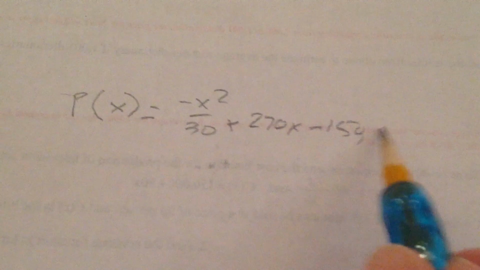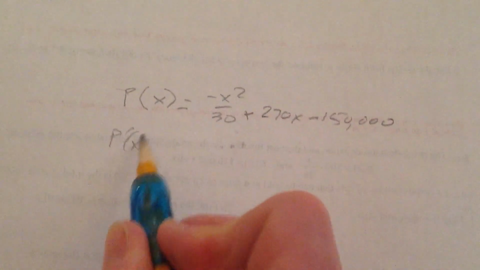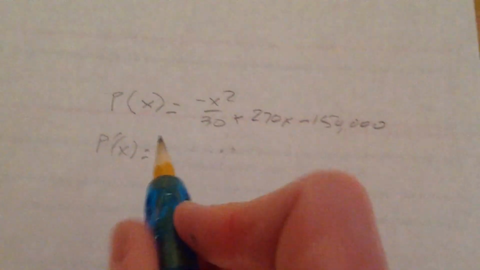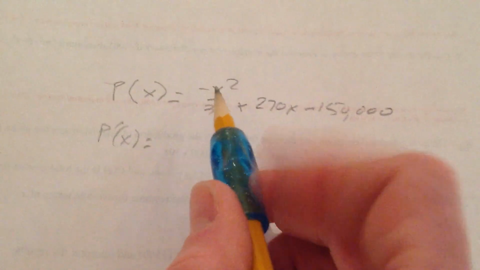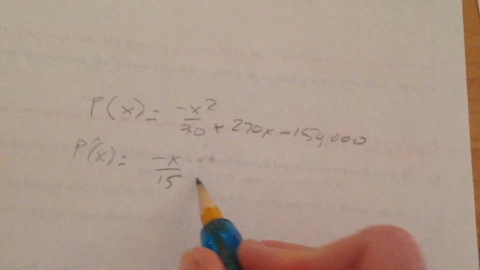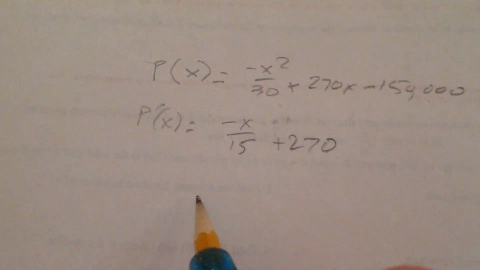So the next question on that sheet is to find the marginal profit, which is just the derivative of profit, or how quickly your profit is changing at that particular point in time. So regular derivative rules, 2 drops in front, so negative x over 15, because that 2 will cancel, plus 270, and then that derivative is 0. So there's my marginal profit.